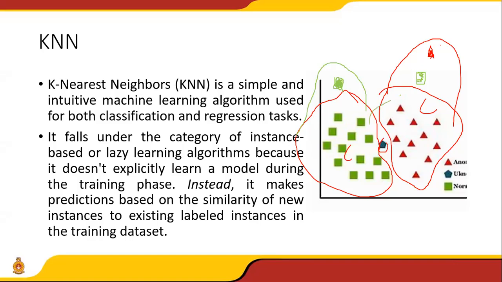Now we have to draw a new boundary somewhere, and draw a new boundary for these people somewhere, and so on and so forth. That kind of boundary definition, creating these boundaries, is what is done under k nearest neighbor. It's a lazy learning algorithm, right? It's not an explicitly learned model during the training phase. It makes predictions based on the similarity of the new instances to the existing labeled instances in the training dataset.